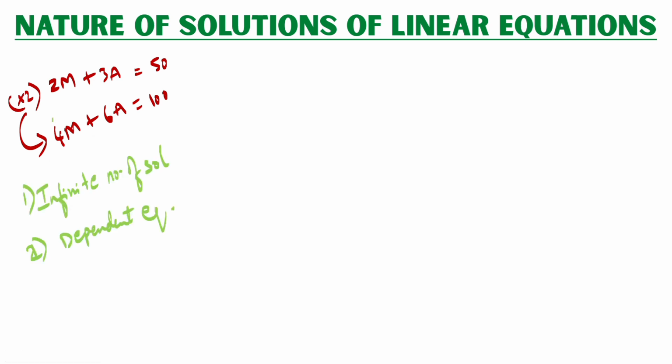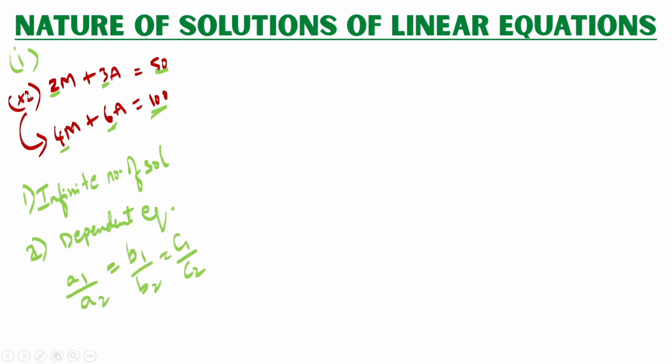Let me write it here and just observe. This is a1, a2, the coefficients, this is b1 and b2, and this one is c1 and c2. So a1 by a2 is 2 by 4, that is 1 by 2, and 3 by 6, that is 1 by 2, and 50 by 100, that is 1 by 2. So a1 by a2 is equal to b1 by b2, which is equal to c1 by c2. When these are all equal, we have an infinite number of solutions, like in this case.